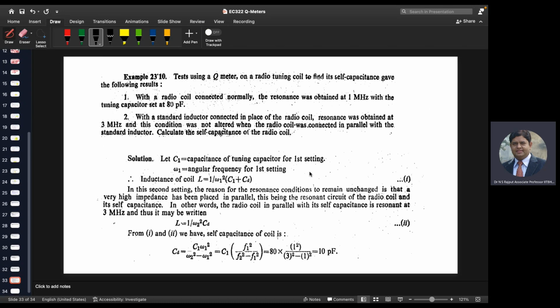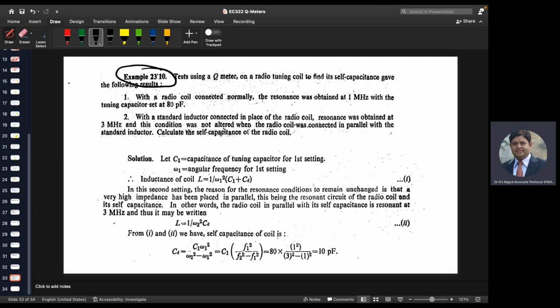There are some books which are already uploaded on the Teams folder. So please go through the respective chapter. For example, this is the book by A.K. Sahni, chapter 23. There you will find some questions on Q meter. Similarly, other books are also there. So please make sure to go through the questions and understand them well, right?